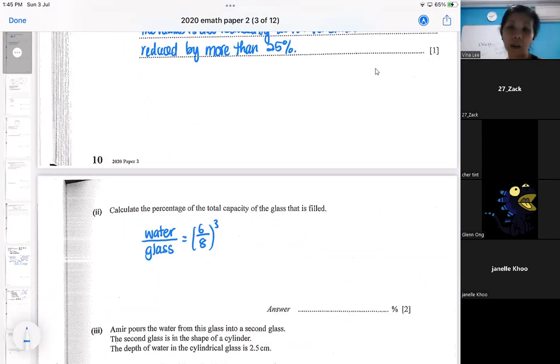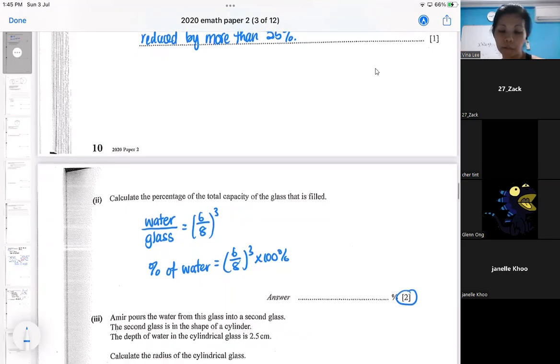So you do not need to calculate the actual capacity. Some of you may have gone and calculated the actual capacity. The percentage of water is just the ratio times 100%. So that's it. I think this is 2 marks, so please don't go and calculate the radius. Some people calculate the radius using similar triangle, calculate the volume of the glass, calculate the volume of the water. It is feasible, but you are doing too much working for 2 marks.